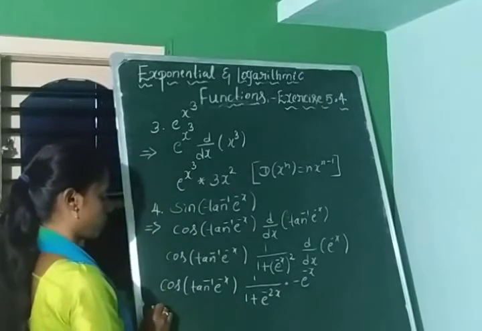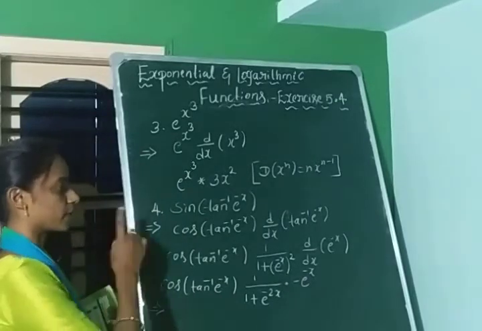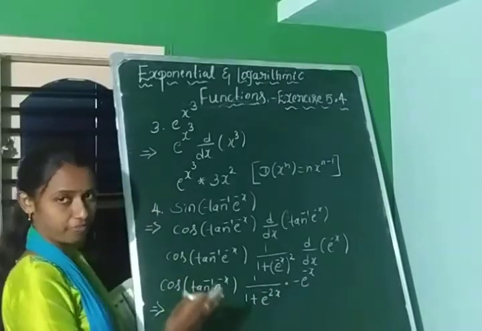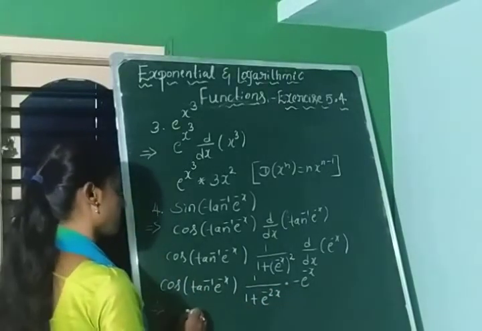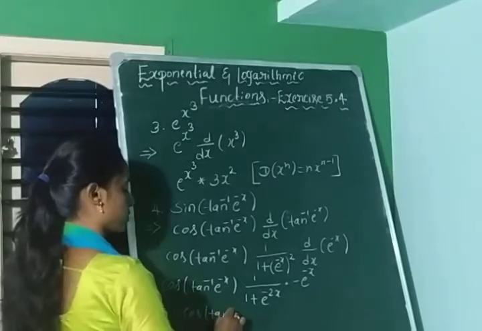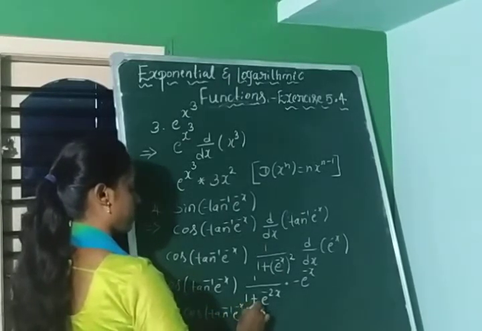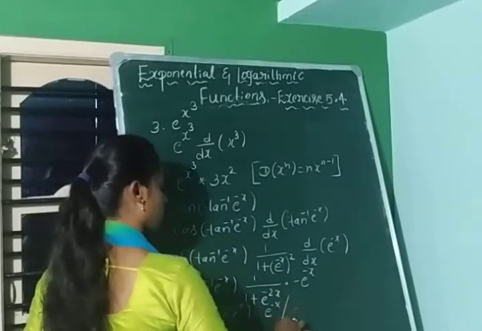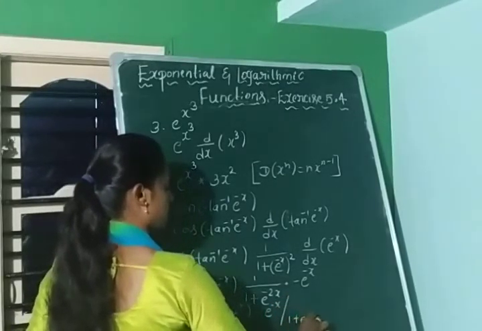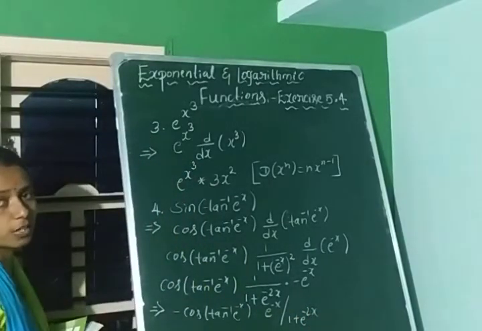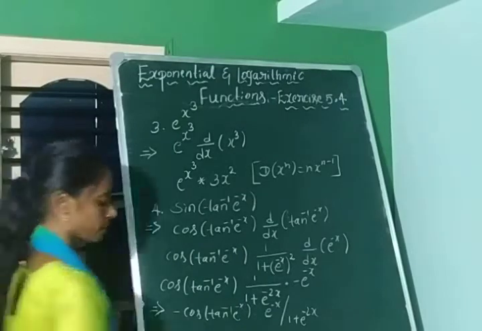Therefore, the derivative of the given composite function is nothing but, I'll write the negative sign first, that is minus cos of tan inverse of e power minus x into e power minus x, whole thing divided by 1 plus e power minus 2x. This is the derivative of the given composite function. Okay.